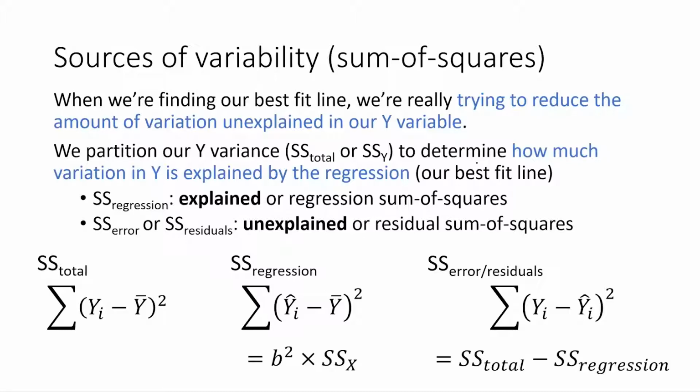We do this by partitioning our Y variance, the variance in our Y variable, SS total, so sum of squares total, or SSY, to determine how much variation in Y is explained by the regression. So sum of squares regression is the variance explained by the regression. Sum of squares error / sum of squares residual, you can call them either, is the leftover. It's the residual sum of squares, the variance that can't be explained using our regression line. We don't know why there's that much variation still there.